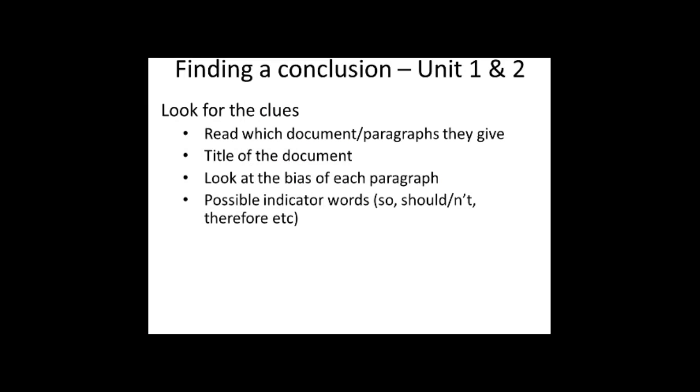Next, you should look for possible indicator words. Now, we know that there are indicator words for conclusions. We know that there are some that are possible. Things like should and shouldn't are possible indicator words. So look for them. The chances are they're not going to give you a simple one like therefore, but you might look for something like so to see if that gives an indication of where the conclusion is.